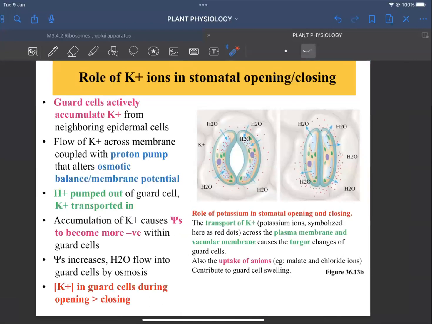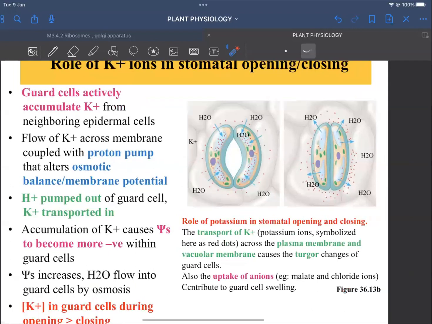So the guard cells actively accumulate potassium ions from the neighboring epidermal cells. The flow of potassium ions across the membrane is coupled with the proton pump, which is at the surface of the guard cells and is going to alter the osmotic balance or the membrane potential. So the hydrogen ions will be pumped out of the guard cells. At the same time, the potassium ion is going to flow in to balance out the membrane potential.